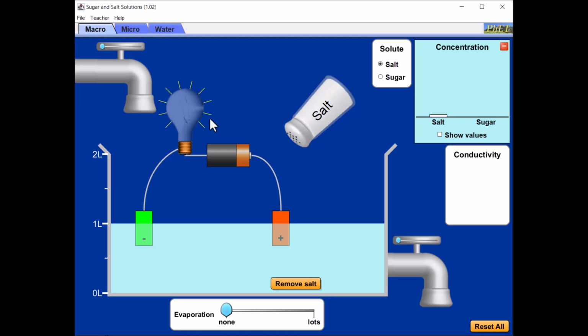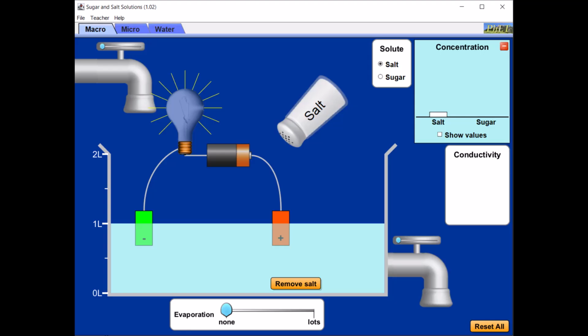As we add the salt, we can see that this representation is trying to show us that the conductivity meter, that light bulb, is lighting up. And the more salt that we add, we'll actually see that those lines will grow in. We'll have more of them. That's suggesting that this is actually now being brighter and conducting electricity better.